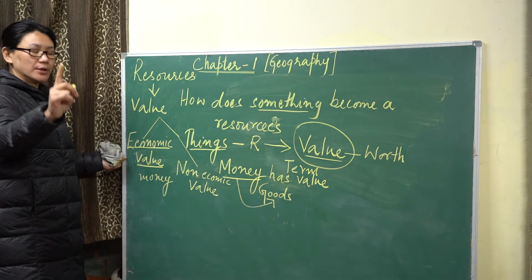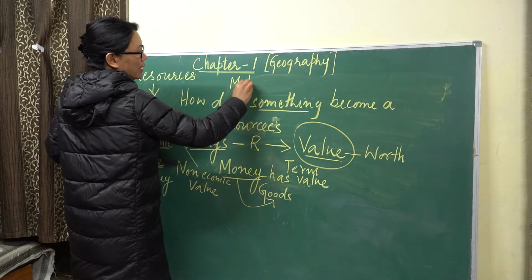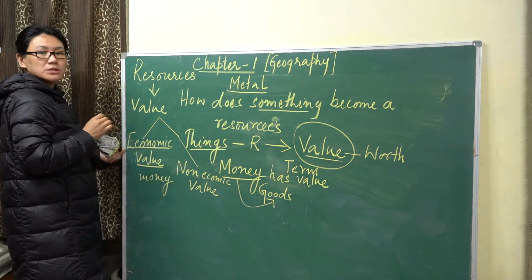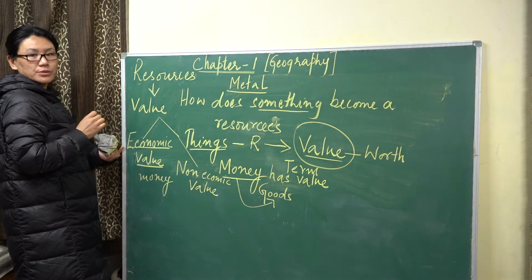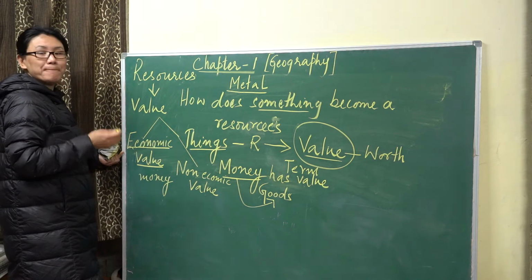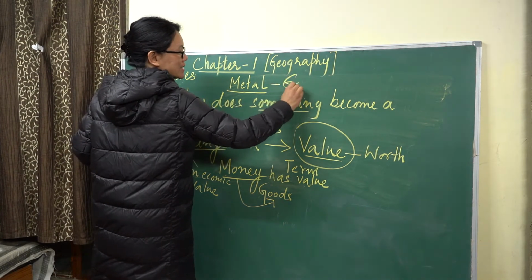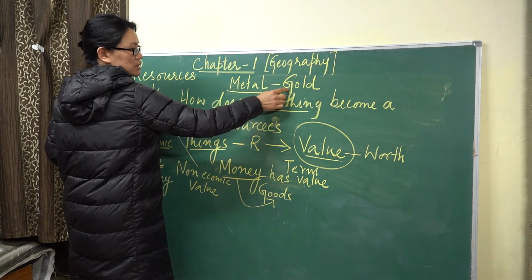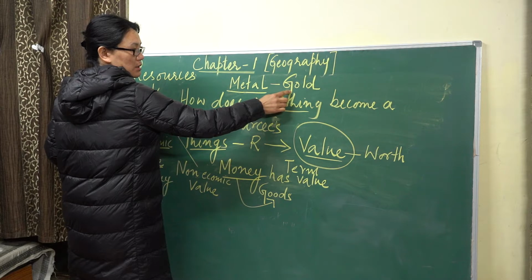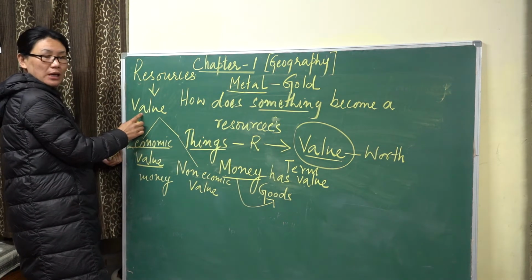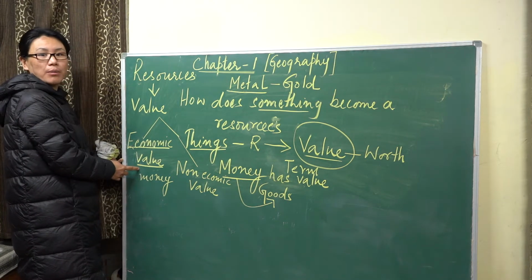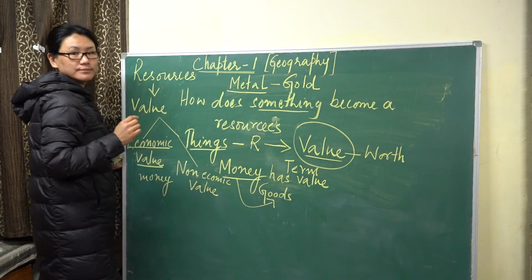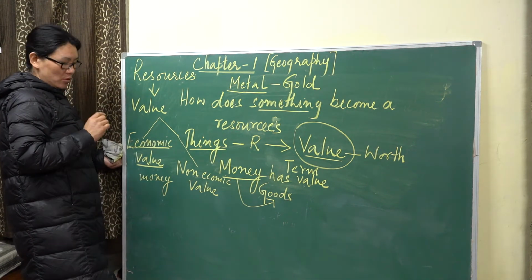I'll give one example here. Okay, say we will take up one metal. Metal is a resource. Okay, so we have different types of metal. So in this, I will take up one metal here, which is called gold. Okay, so this resource has value. And we can say it has economic value, which means that the value of this gold can be expressed in terms of money. Right? Okay.